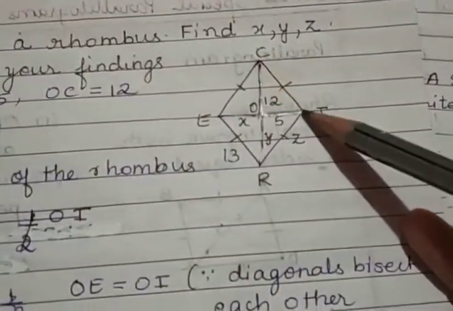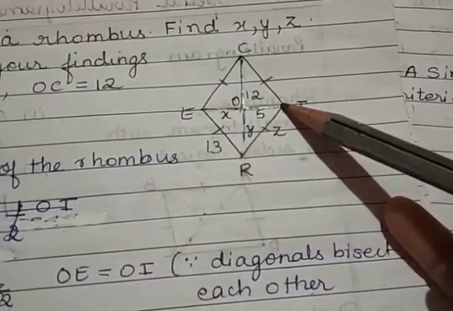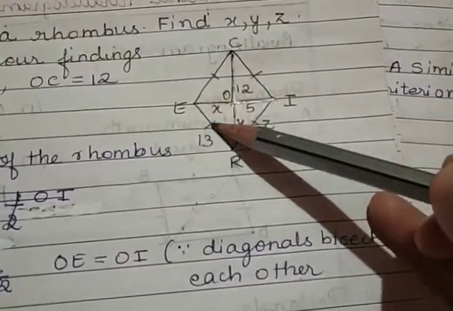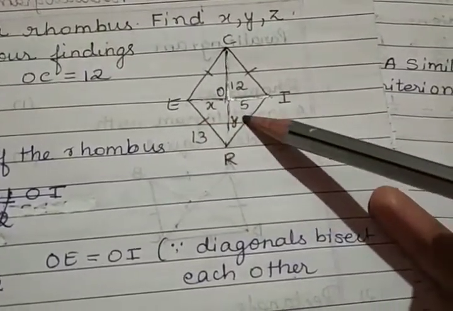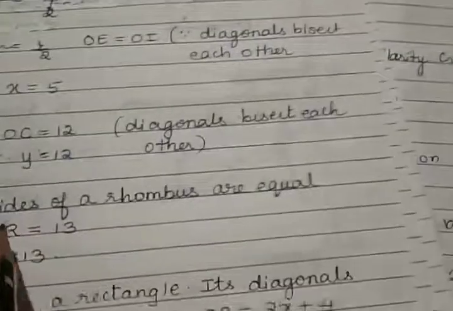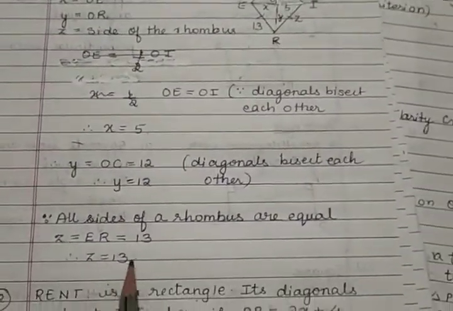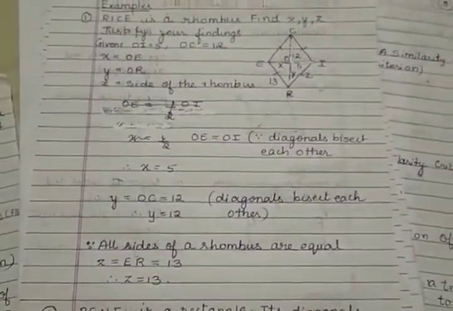Now it is asked to find Z, which is RI. Now you know in a rhombus all sides are equal, correct? So you are given one of the sides. Since all sides are equal, this side also should be 13. So since all sides of a rhombus are equal, Z should also be equal to 13. Now let us see another example.